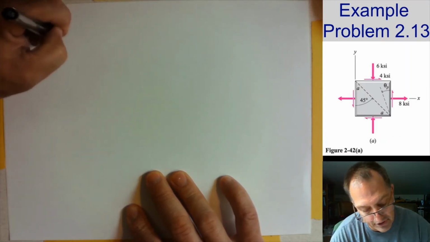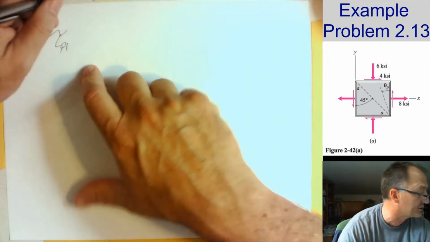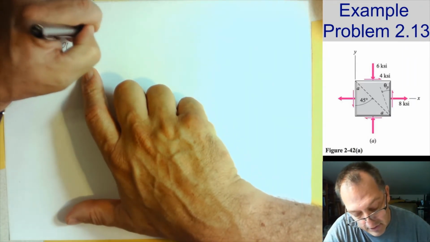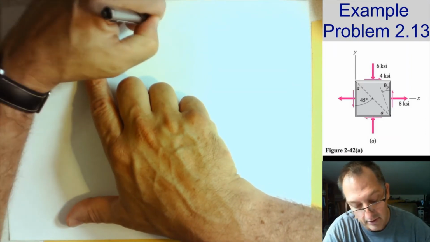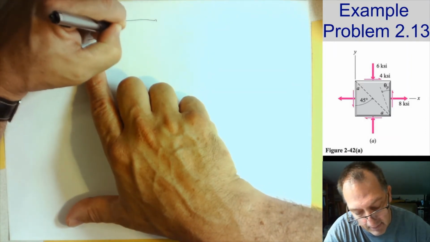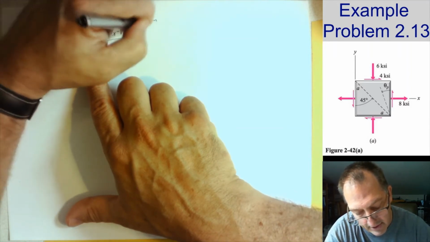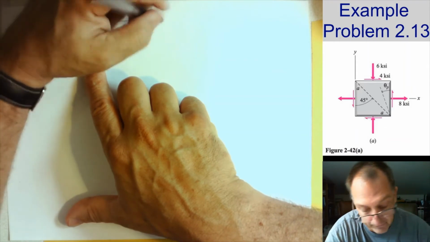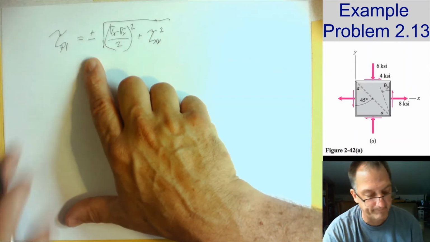The principal or the maximum shear stress is equal to plus or minus, this is equation 217, the square root of sigma x minus sigma y divided by 2, quantity squared, plus the shear squared, right? That's my equation.